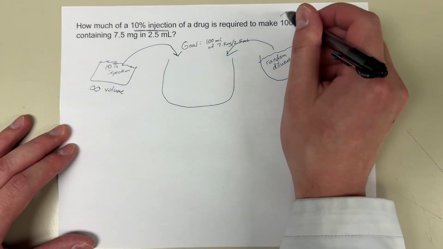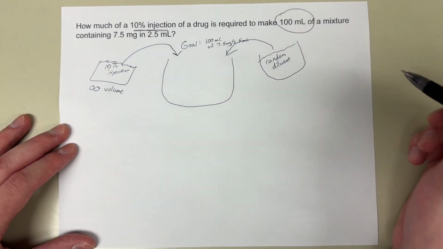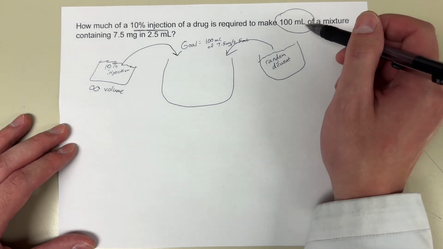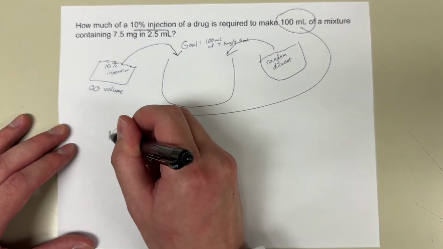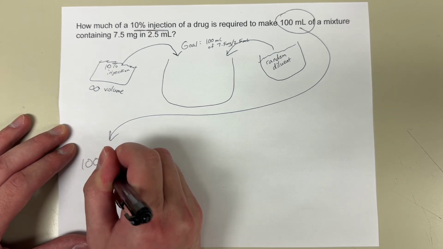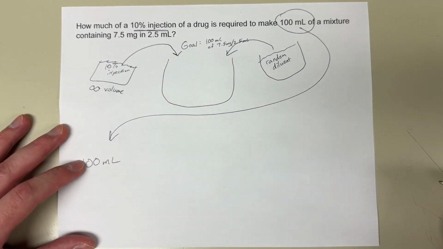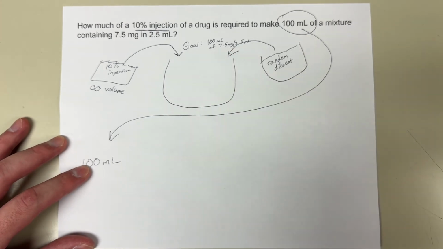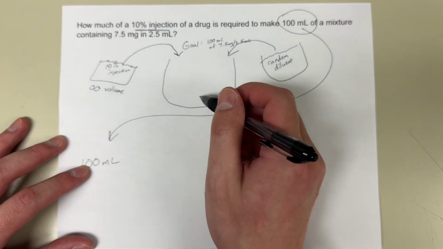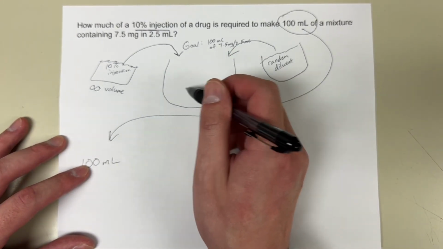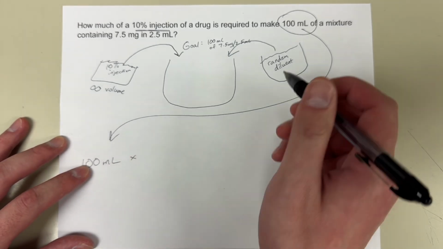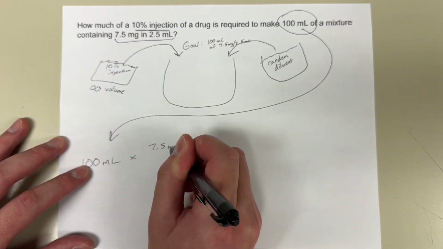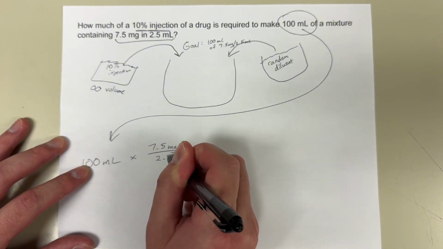So since I want the final mixture to have a total volume of 100 milliliters, it's easy just to start with this 100 milliliters, and then using this concentration I'm going to try to figure out how much drug is in this container that I'm going to be making. So I'm going to multiply it by my concentration here, 7.5 milligrams per 2.5 milliliters.